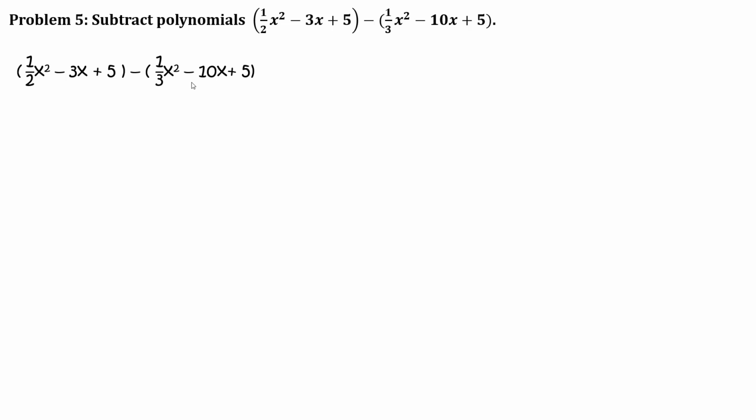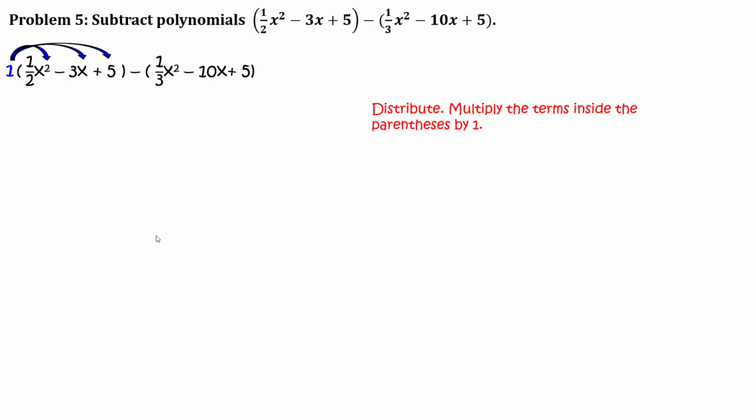Again, you're subtracting two polynomials. This is a quadratic with 3 terms, so a quadratic trinomial. And this is a quadratic with 3 terms, so a quadratic trinomial. You're subtracting one quadratic trinomial from another. We've got to get rid of these parentheses.